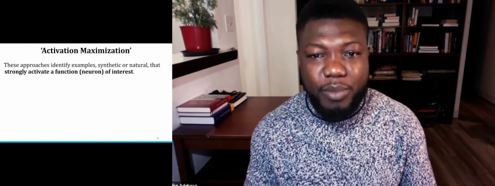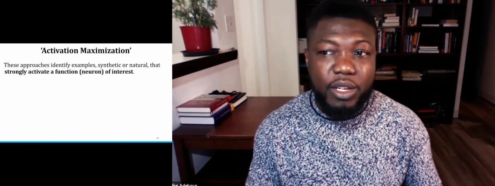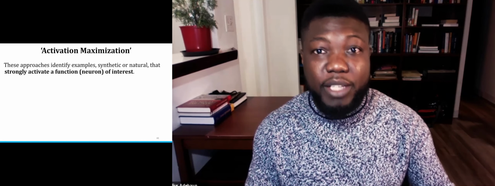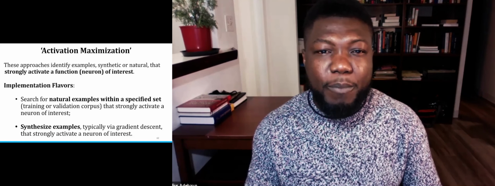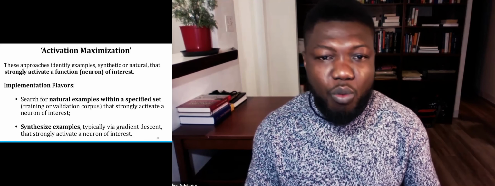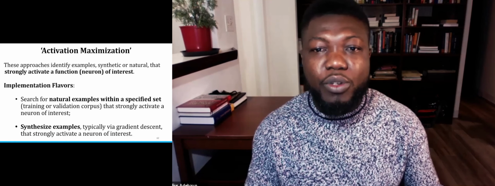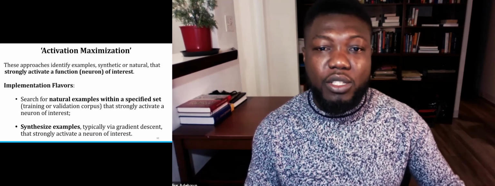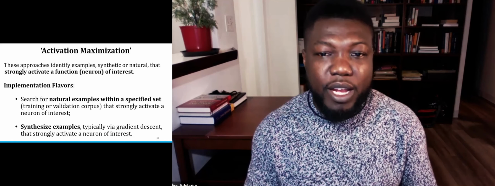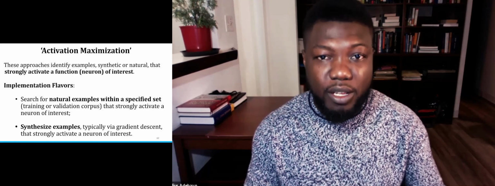So let's shift to activation maximization. Activation maximization methods are explanation methods that use either synthetic or natural examples to indicate what kind of example strongly maximizes a particular function or neuron of interest. These kinds of explanations come in 2 flavors. One, the kind of explanation methods that search through a corpus of examples to see which one maximizes a neuron, and then another class of methods that do optimization via gradient descent to synthesize a synthetic input that actually maximizes a function of interest.